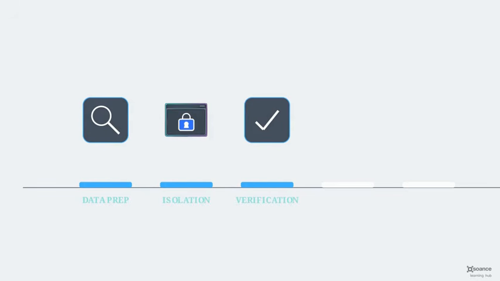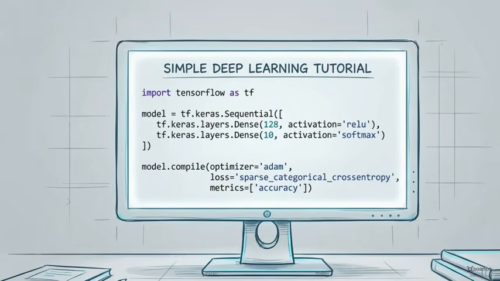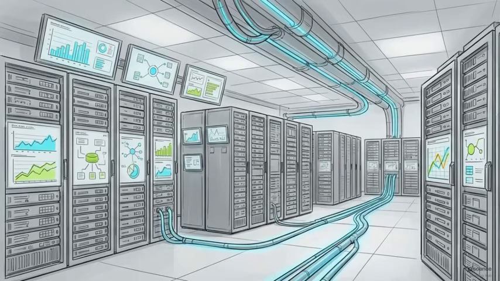To prevent this, we are going to build a mathematically sound training pipeline from scratch. We will walk through 5 strict checkpoints: data preparation, code isolation, mathematical verification, baseline training, and systematic scaling. Nailing down this rigid sequence is what separates a model that merely works in a controlled tutorial from one that survives the demands of a real-world production environment.